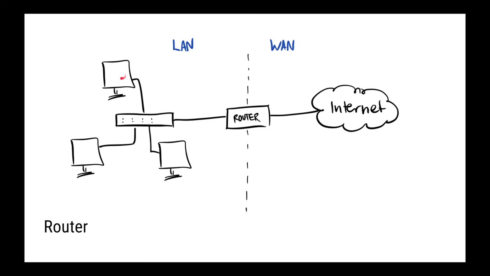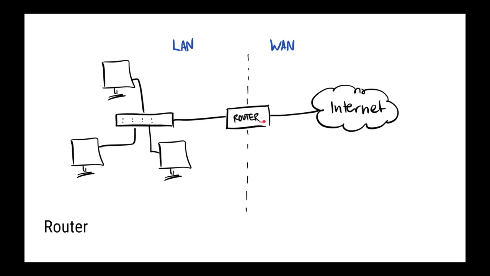When data is sent around the switches, let's say this computer wants to talk to a server on the internet. It will use an IP address, and when it sends that data, it will say, I want to send this data to a computer using this IP address. It goes down to the switch. The switch says, that's not one of the devices on my network. I'll send it to the router.